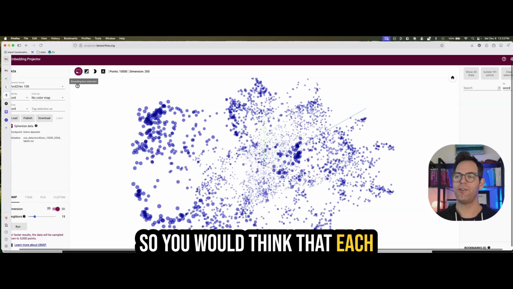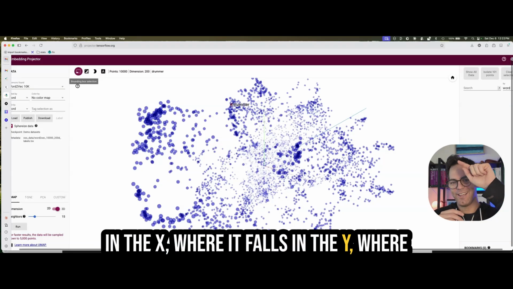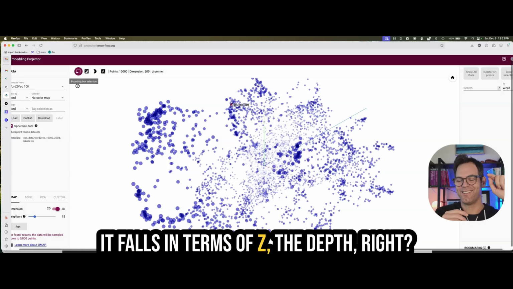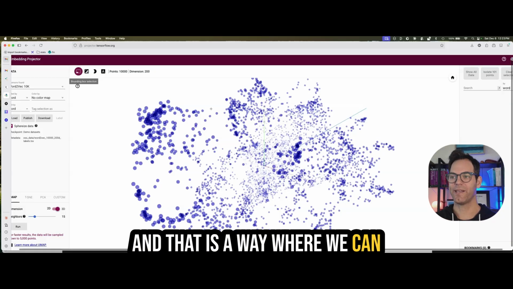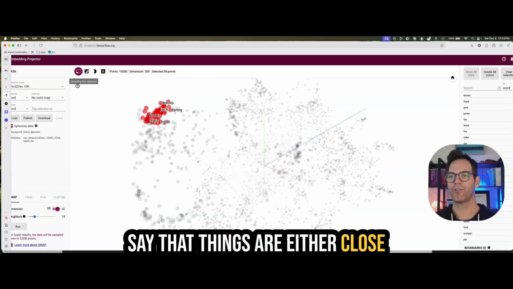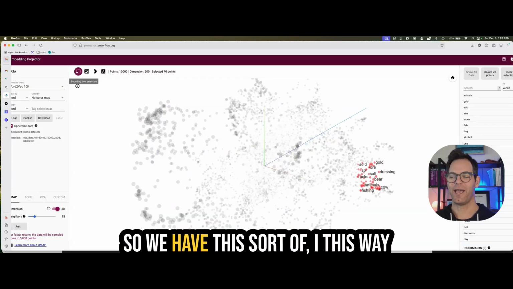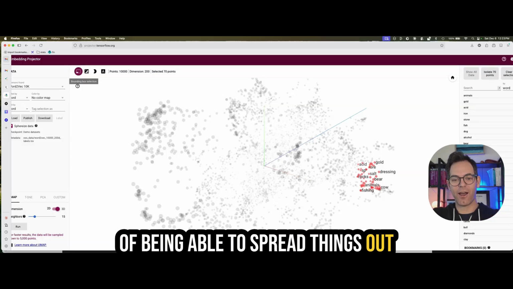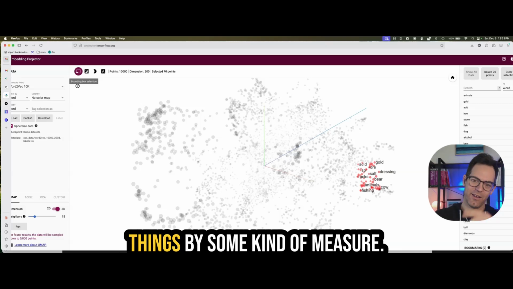So you would think that each one of these coordinates would have three values: where it falls in the X, where it falls in the Y, where it falls in terms of Z, the depth, right? And that is a way where we can say that things are either close together or far apart. So we have this way of being able to spread things out and cluster things and contrast things by some kind of measure.